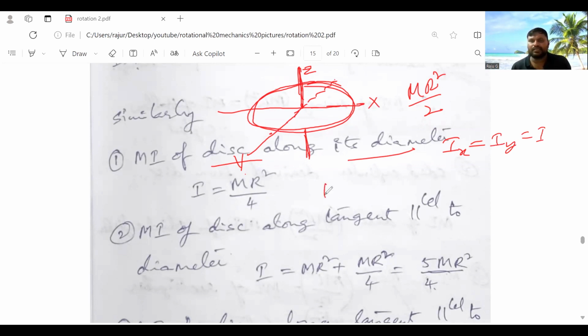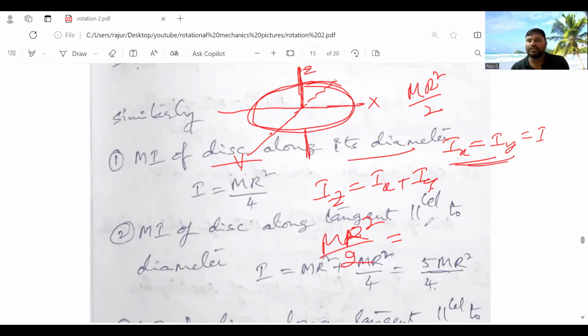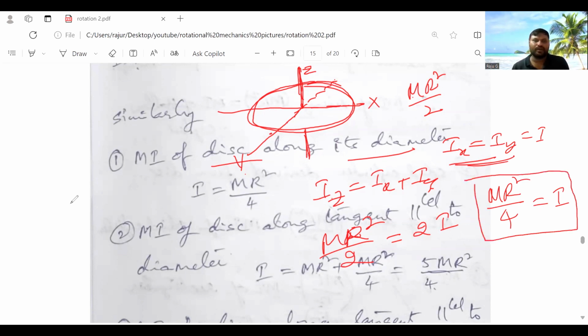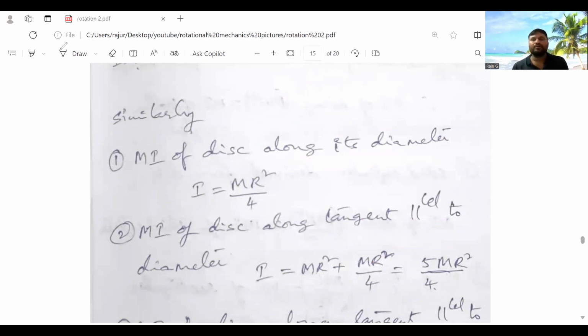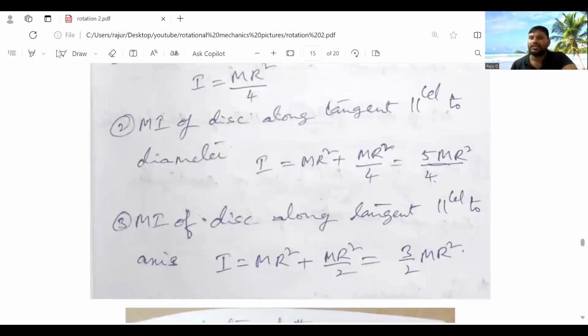According to the perpendicular axis theorem, Iz is equal to Ix plus Iy. So Iz is mr square by 2, which is equal to Ix plus Iy. Ix and Iy are equal to I, therefore we get 2I. Sending this 2 to the left hand side, we get mr square by 4 is equal to I. The moment of inertia of the disk about its diameter is mr square by 4 by using the perpendicular axis theorem. This way we can apply the parallel axis theorem and perpendicular axis theorem to find the moment of inertia of bodies about their general axis. Similarly, the moment of inertia of a disk along the tangent parallel to the diameter is I is equal to mr square plus mr square by 4, equal to 5 mr square by 4.